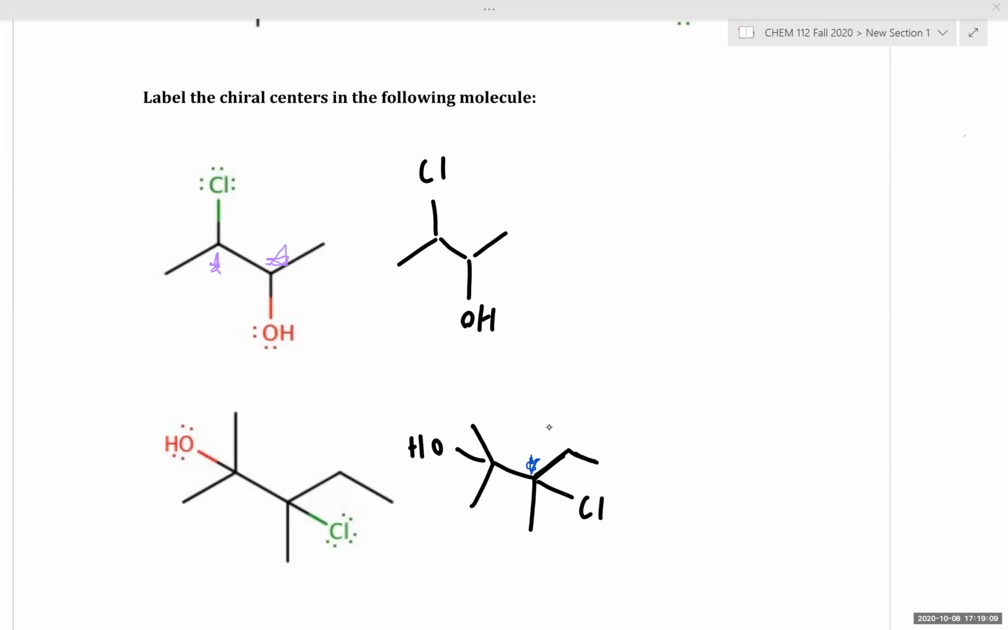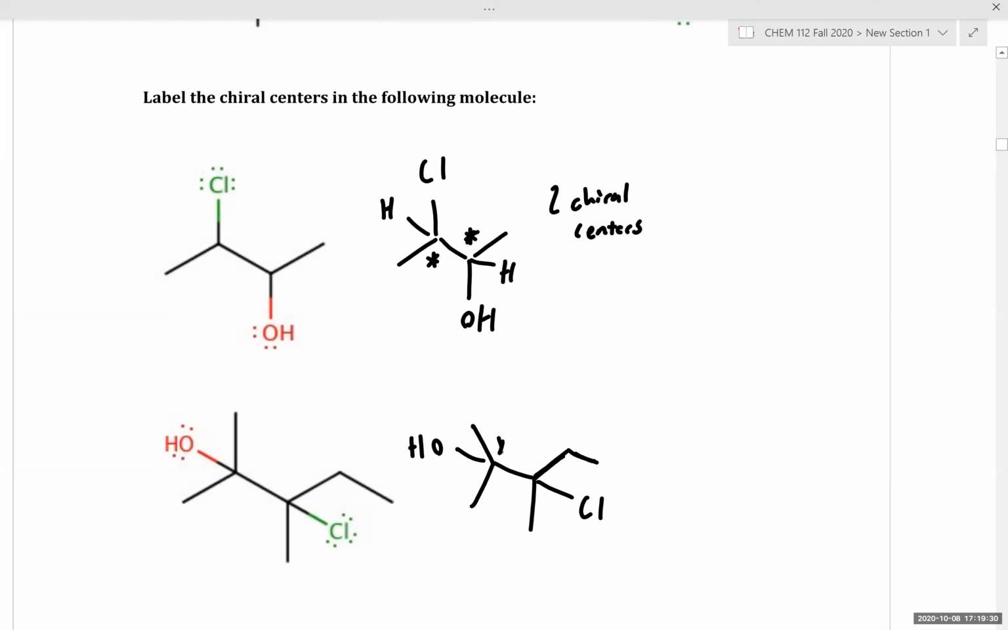Okay, so let's discuss this example. First things first, we're going to draw out each of our substituents. As we can clearly see in this case, each of our 2 carbons have 4 different substituents. So in turn, we have 4 chiral centers.